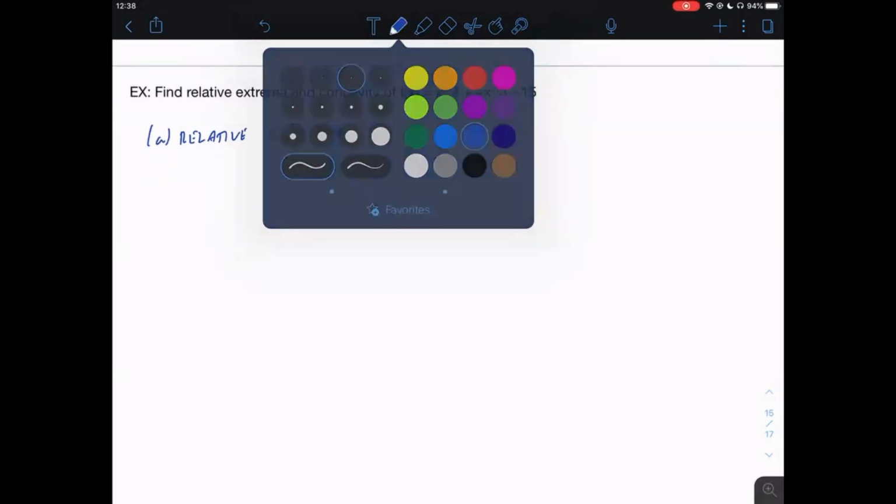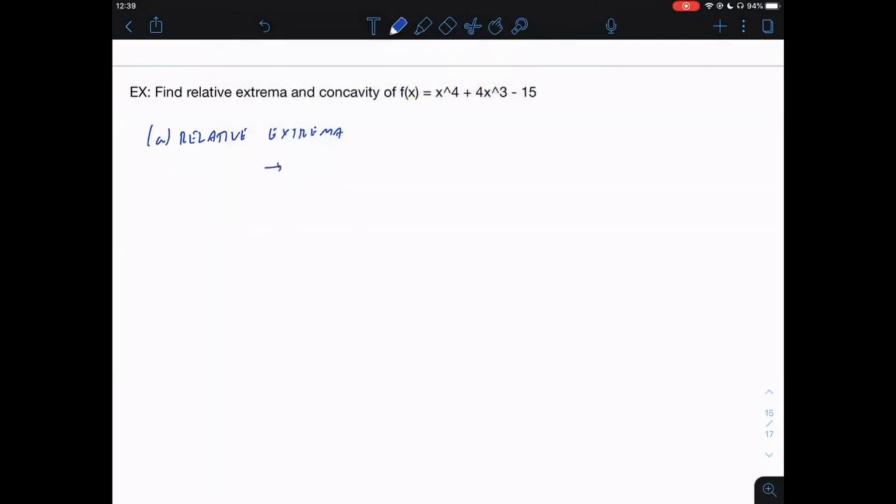All right, so the first step to find the relative extrema is to find the first derivative, so f prime of x. The first derivative of this function will be, let's see, derivative of x to the fourth will be 4x cubed. Derivative of 4x cubed: bring the power down, multiply the coefficients, decrease the power by 1 to give us 12x squared. And that's it, because the derivative of negative 15 is just 0.